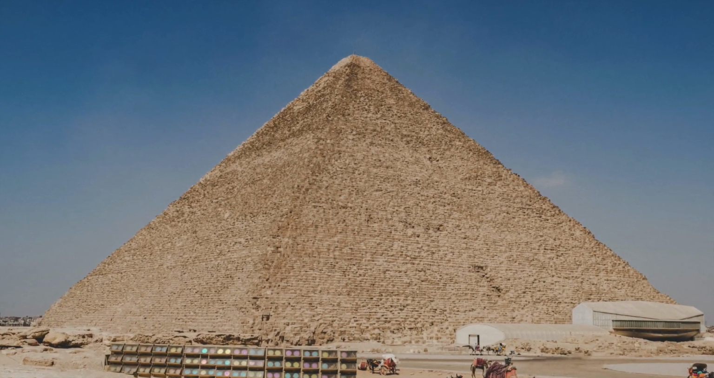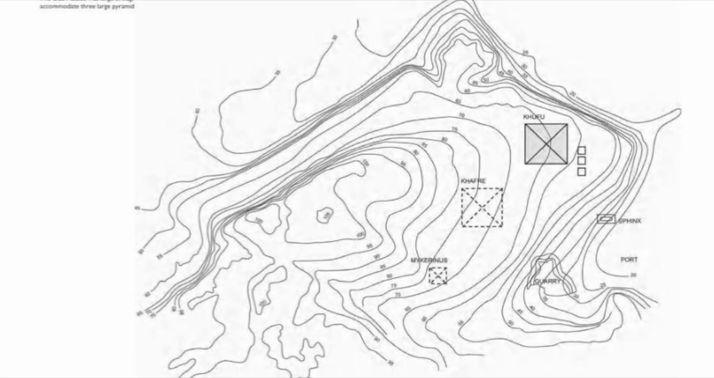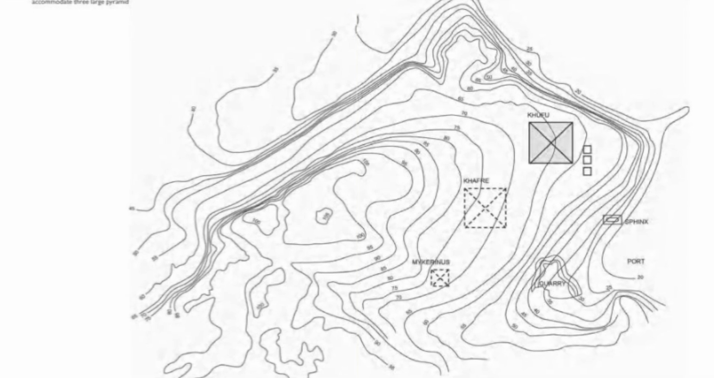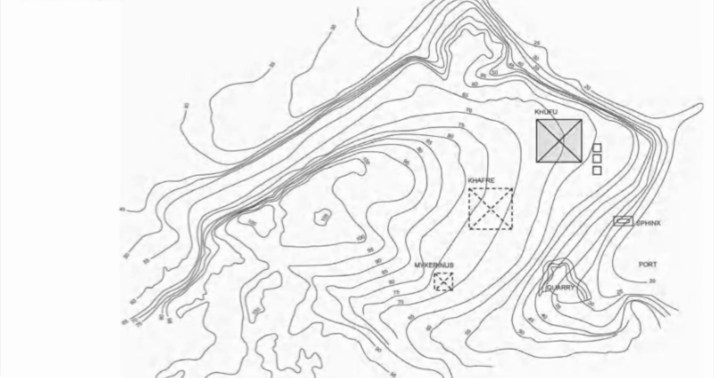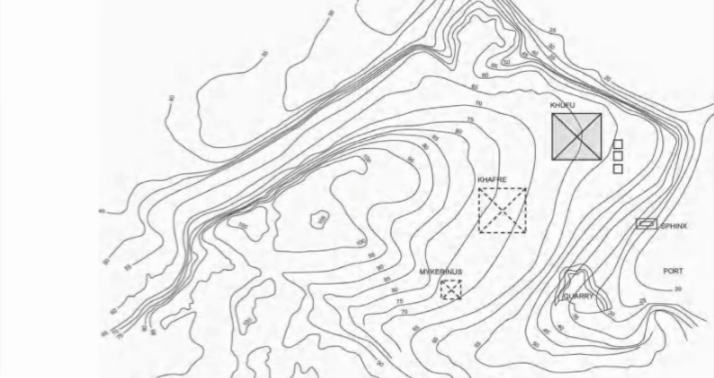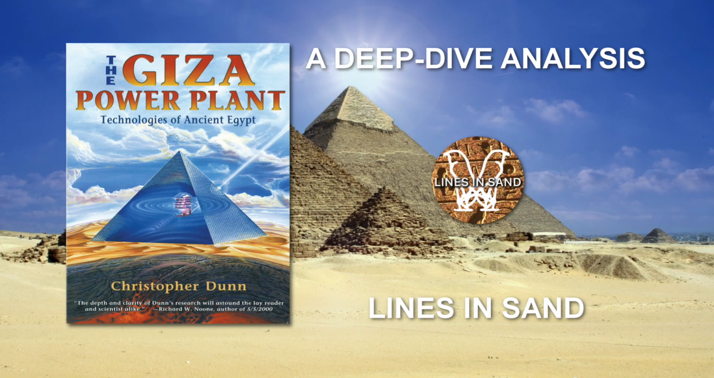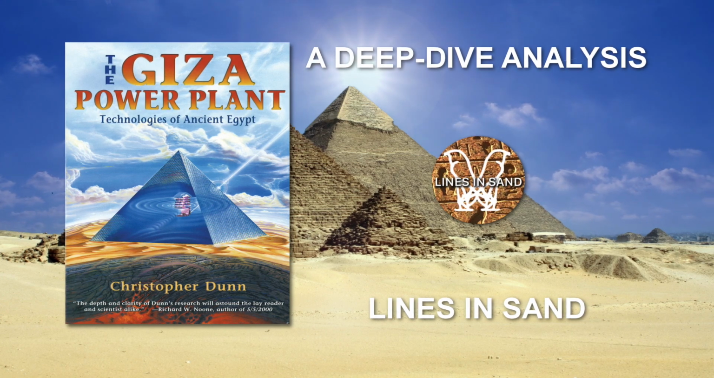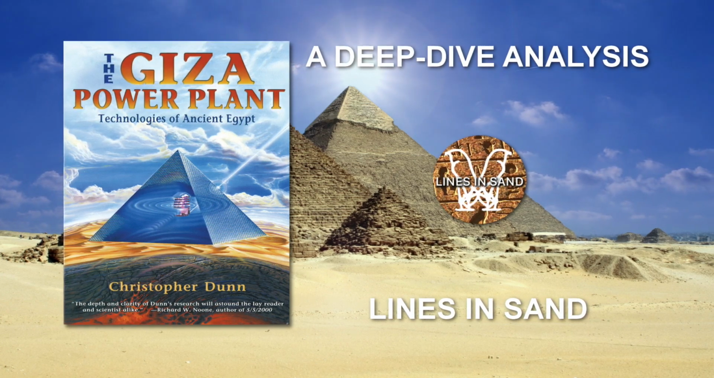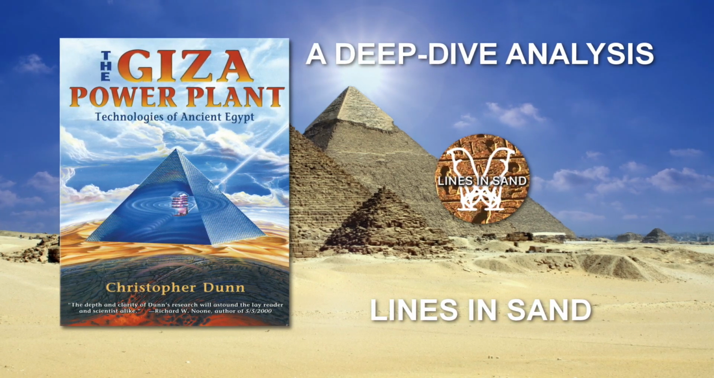We addressed this in the building timeline in the channel's deep dive into the internal ramp theory. A brief recap is that Egyptologists proposed that trenches of water were used, kind of as a giant spirit level, in order to get the initial flat surface upon which to build the Great Pyramid. Dunn suggests that there is no evidence to support this theory put forward by Egyptology, and even suggests some flaws with it, that being that the Great Pyramid was built around an existing knoll. Dunn states that proponents of this leveling theory often exclude this information when talking about these trenches.